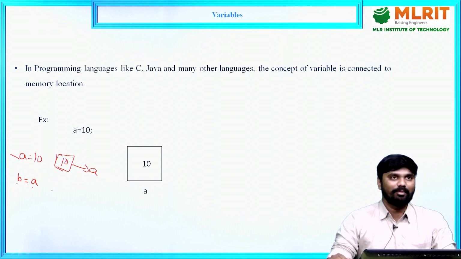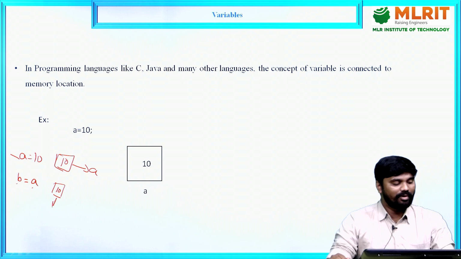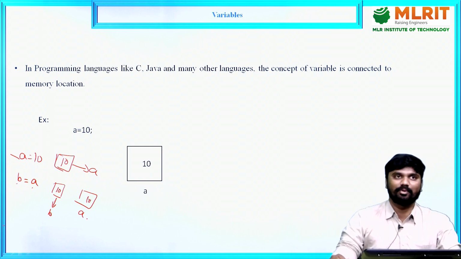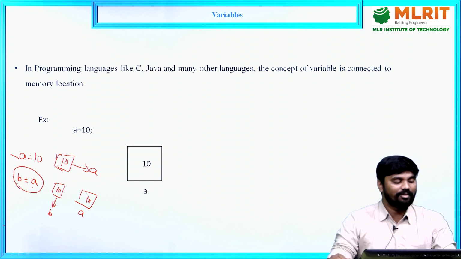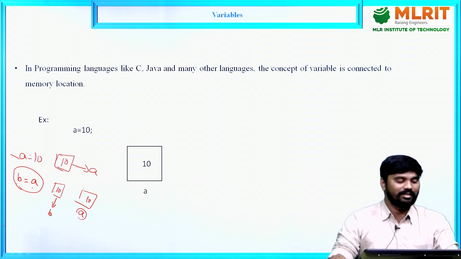At that time, whatever value is there in a will be copied into b and pointed to by b, so like this it will be created. This is in other programming languages: whenever you assign a variable to another variable, whatever value is there in a is copied to b. But in the Python programming language, it is not like that.